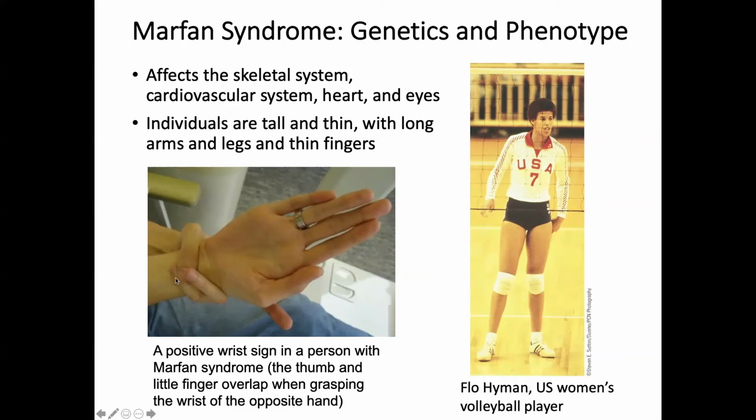You can try yours, whether you have a long distance between your thumb and little finger. A well-known case of Marfan syndrome is Flo Hyman. She was a 6 foot 5 inch star on the US women's volleyball team that won a silver medal in the 1984 Olympics. But unfortunately, 2 years later, at the age of 31, she died in a volleyball game from a ruptured aorta caused by Marfan syndrome.